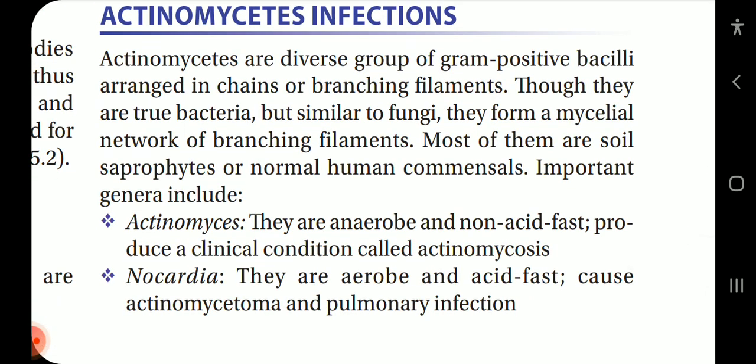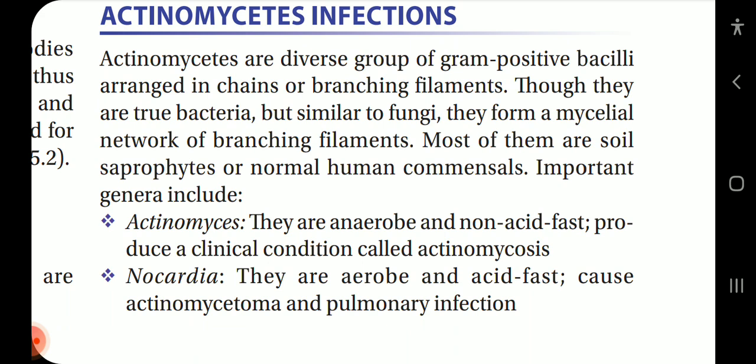Now, coming on to actinomycetes infection. Actinomycetes are a diverse group of gram-positive bacilli arranged in chains or branching filaments. Though they are true bacteria, similar to fungi they form a mycelial network of branching filaments. Most of them are soil saprophytes or normal human commensals.